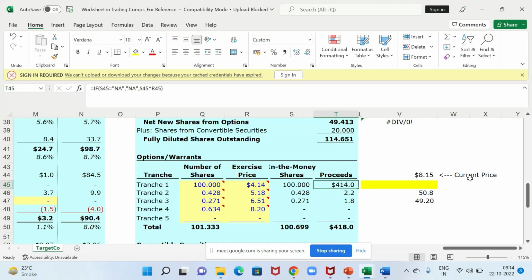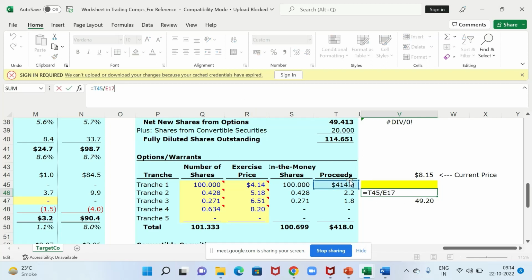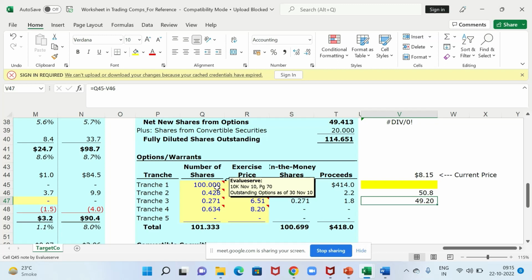So 414 million divided by my current price gives me the number of shares that I can acquire from the market: 50.8. It's basically proceeds divided by the share price. So out of the 414 million of proceeds, I bought 50.8 million shares from the market. How many additional shares do I need to issue, since I have an obligation of 100? I freshly issued 49.2 and bought 50.8 from the market and gave them. So the net dilution effect is 49.2.